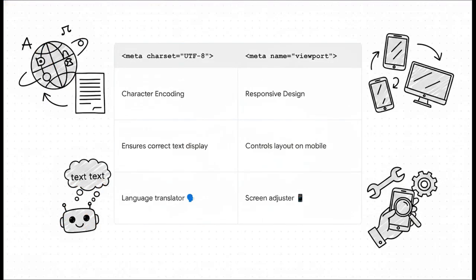Let's talk about two meta tags that are absolutely non-negotiable. First, charset equals UTF-8. This is like a language translator for the browser, making sure your text displays correctly. The second is the viewport tag. This one is like a screen adjuster, and it's essential for making sure your site looks good on mobile phones. You need both, every single time.